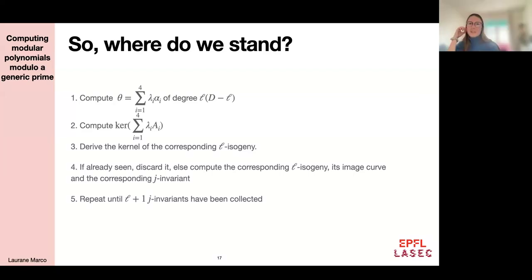I guess you want it to be power-smooth and as nice as possible, because this is going to be the high-dimensional isogeny that you're going to have to compute, right? But a priori, otherwise, no.